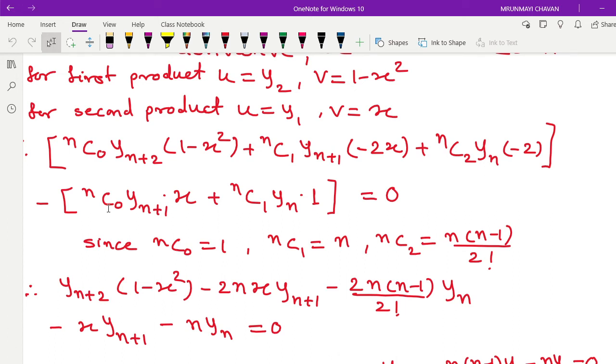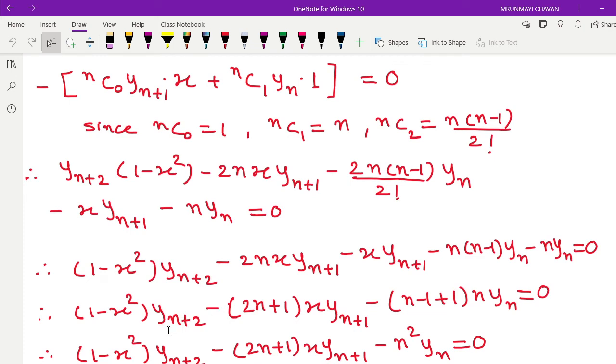Next minus here again nC0 is equal to 1. So x into y_(n+1) here minus nC1, value of nC1 is n. Therefore this is n into y_n. So outside the bracket sign is minus. So we have written here minus two terms.